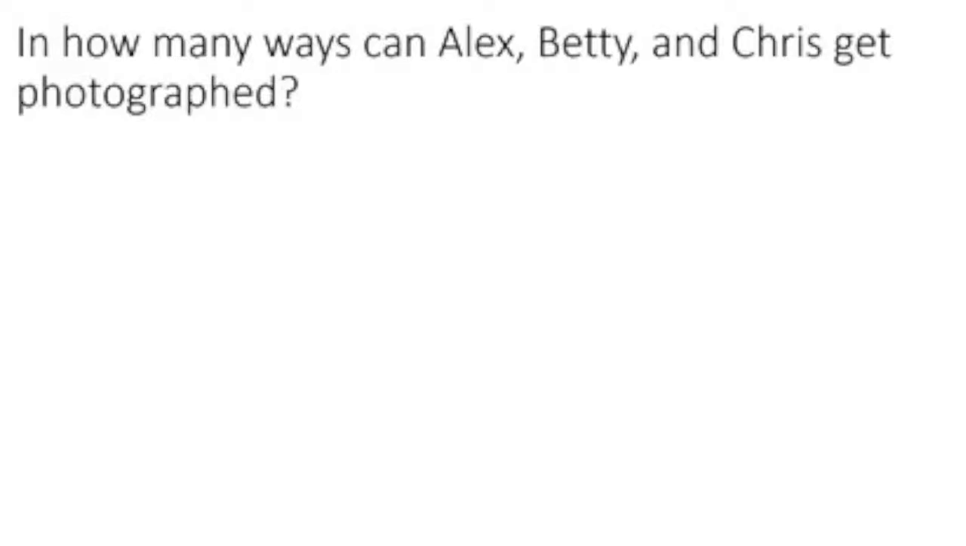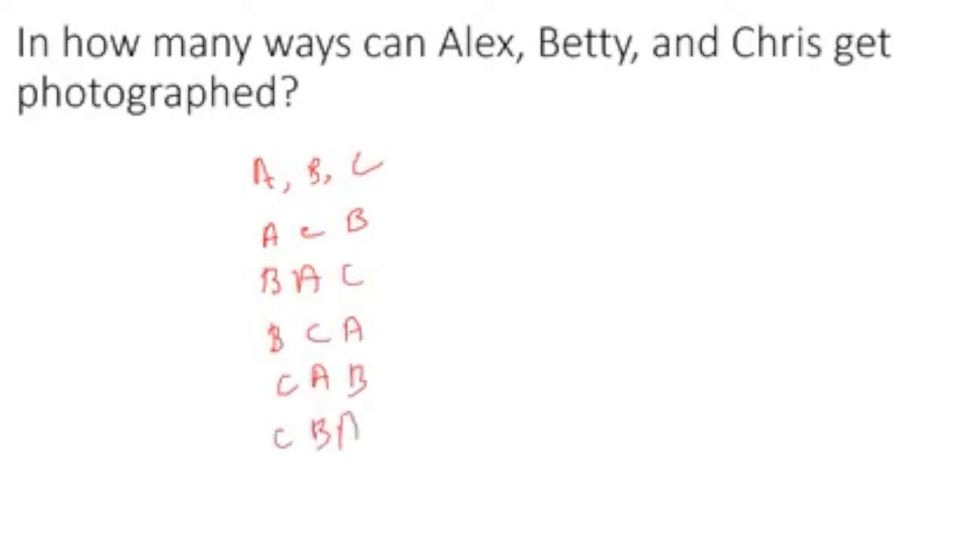Here, how many ways can Alex, Betty and Chris get photographed? So here I have A, B, C. How can they be photographed? Here many possibilities are there: ABC, ACB, BAC, BCA, CAB, CBA. So many ways are there. Generally, for the first position I can select any one of the 3, for the next position any of the remaining 2. So the answer is 3 into 2 into 1, that is 6 ways.